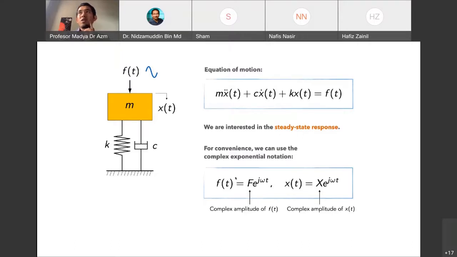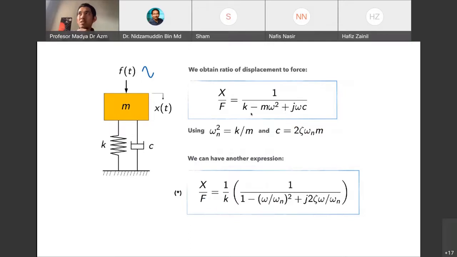Because we assume the force is harmonic, meaning it's only a simple sinusoidal function, we can represent the mathematics in complex notation. We substitute it here, and we end up with these beautiful equations. You can see my YouTube video on how to derive these equations. I refer the students to my YouTube to see how the equation is derived. We call this x over F the frequency response function.